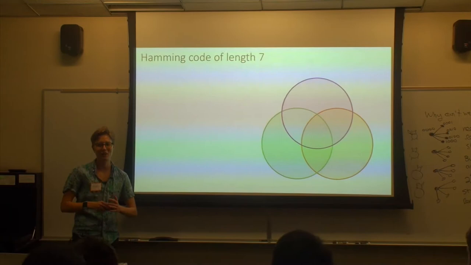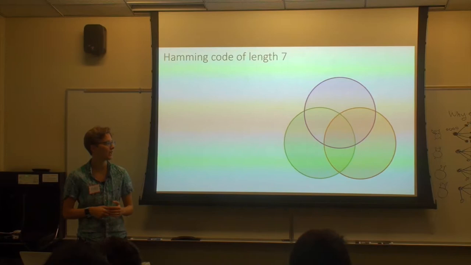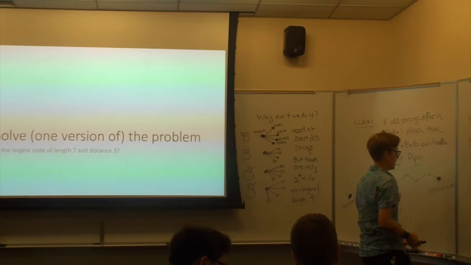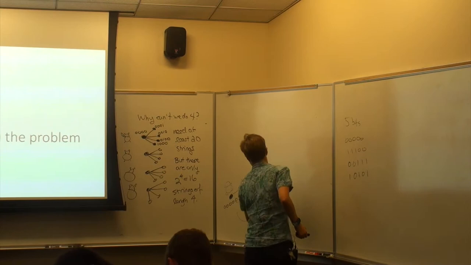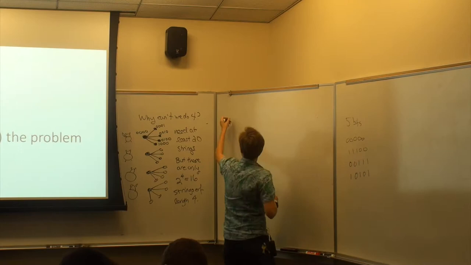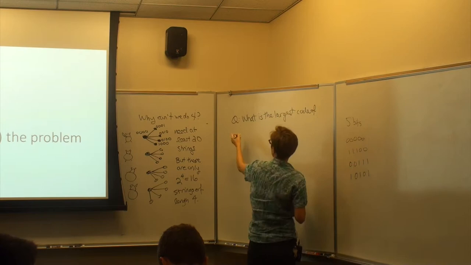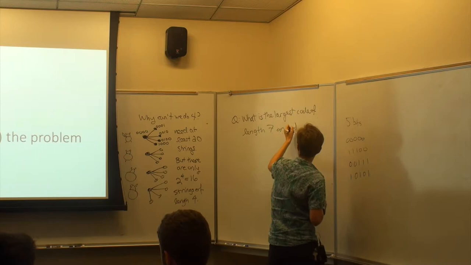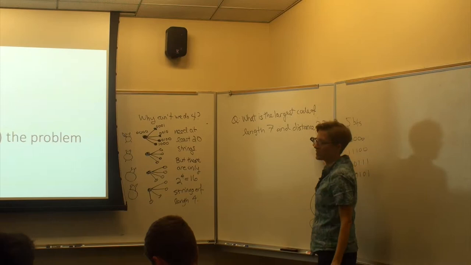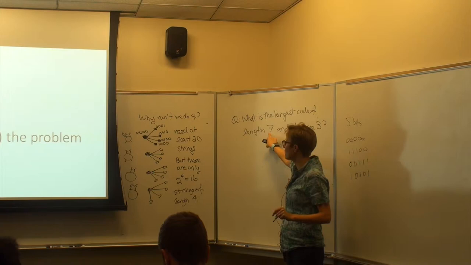So this is called the Hamming code of length 7. This is going to answer the question. Maybe I'll write up the question here so we can have it to stare at. Question: what is the largest code of length 7 and distance 3? Just like before, we want distance 3, so we want to fix one bit flip. Now we want length 7, so we hope to get away with way more than 4 messages. And the question is, how many messages can we get away with?